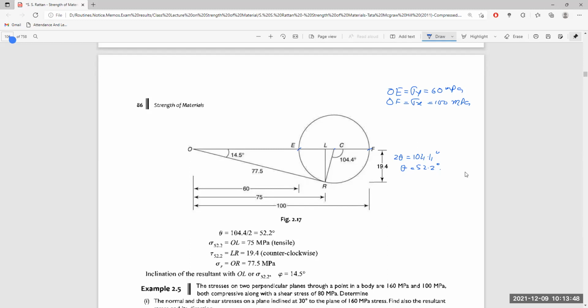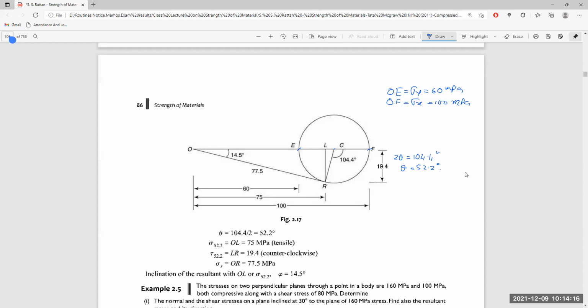The orientation of the plane can be achieved by connecting C to R and measuring the angle with the x-axis in a clockwise direction. This angle we find is 104.4 degree, and as we know, all the inclined angles in the Mohr circle are plotted by multiplying by 2. So to get the actual angle, we have to divide it by 2. We get theta as 52.2.